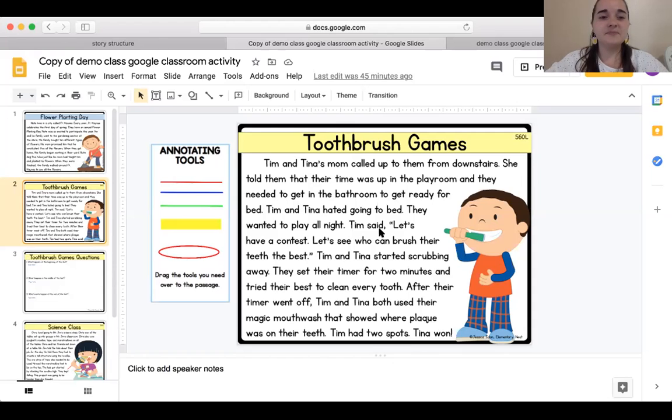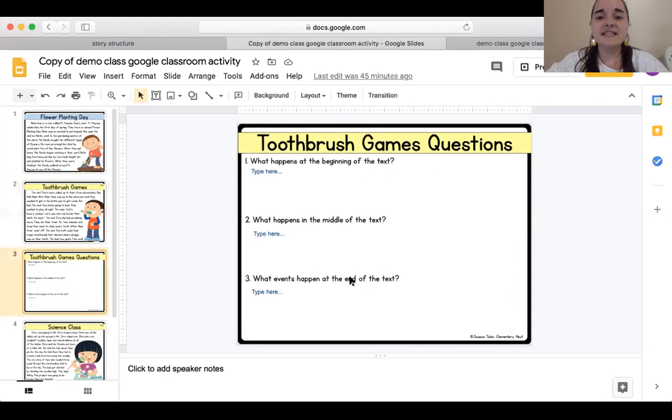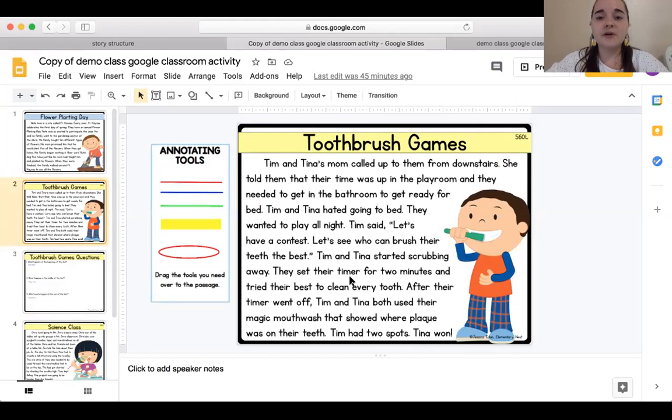Awesome, very good. Let's read this together. Toothbrush Games. Tim and Tina's mom called up to them from downstairs. She told them that their time was up in the playroom and they needed to get in the bathroom to get ready for bed. Tim and Tina hated going to bed. They wanted to play all night.